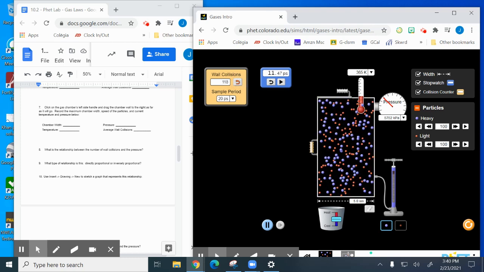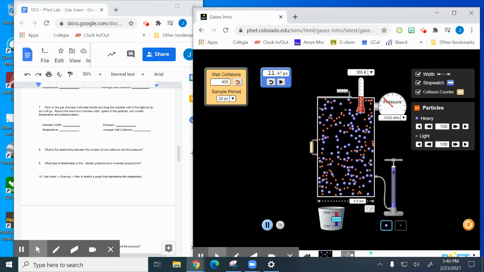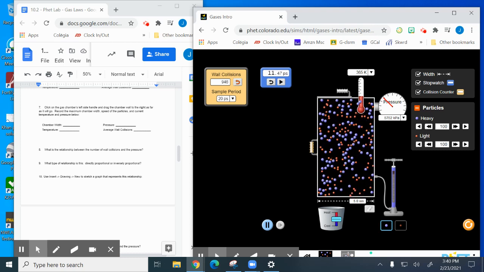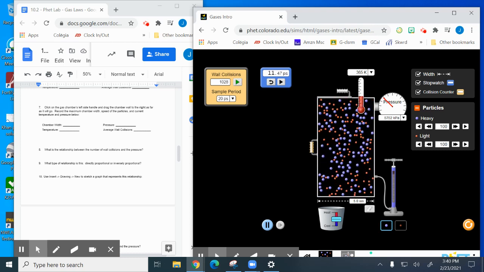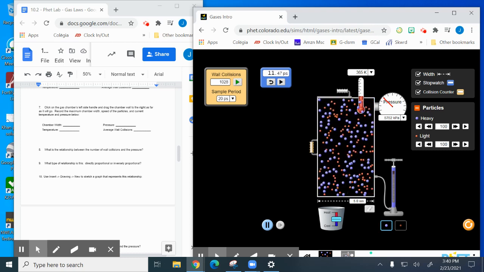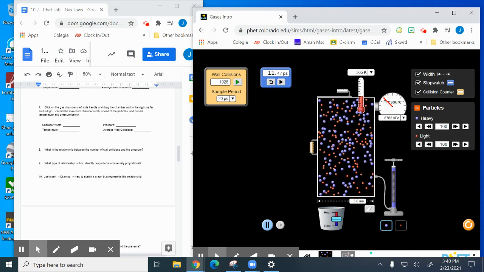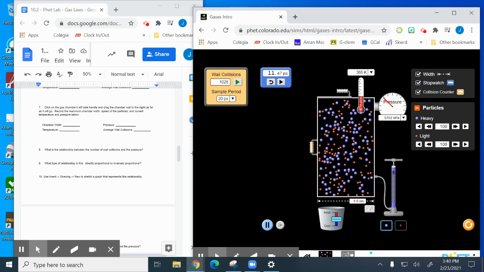So let's do the average wall collisions now. You can see they went way up. Why? Because everything's still flying around, but it's hitting the wall more often. So the pressure went up. Average wall collisions, right?